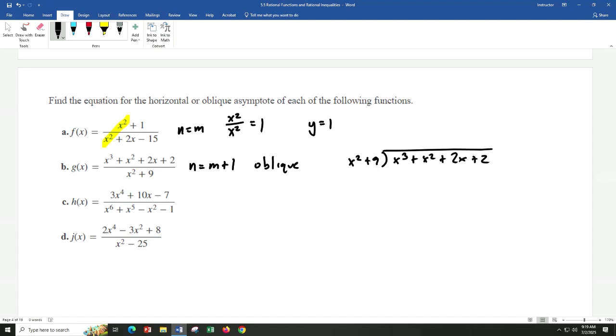Notice the next one. Okay, n, 4, is less than 6. So n is less than m. Anytime that happens, you automatically have a horizontal. And what's nice is that when that happens, it's always going to be where y is equal to 0. Just the x-axis one.